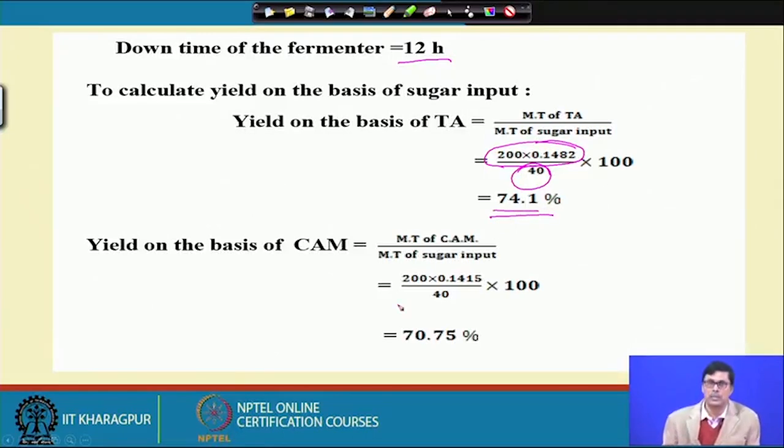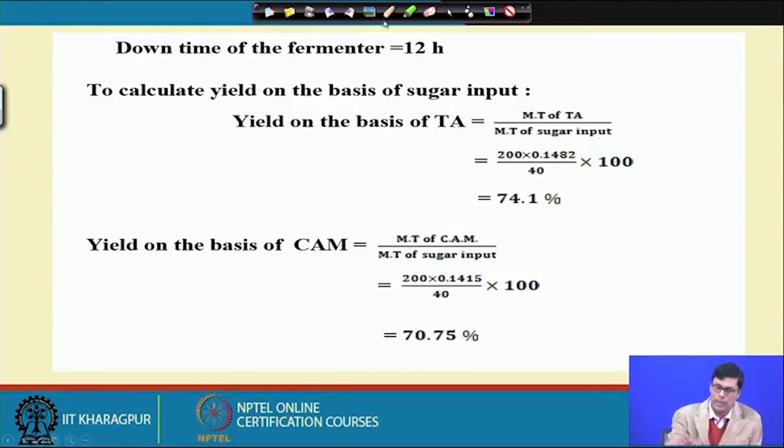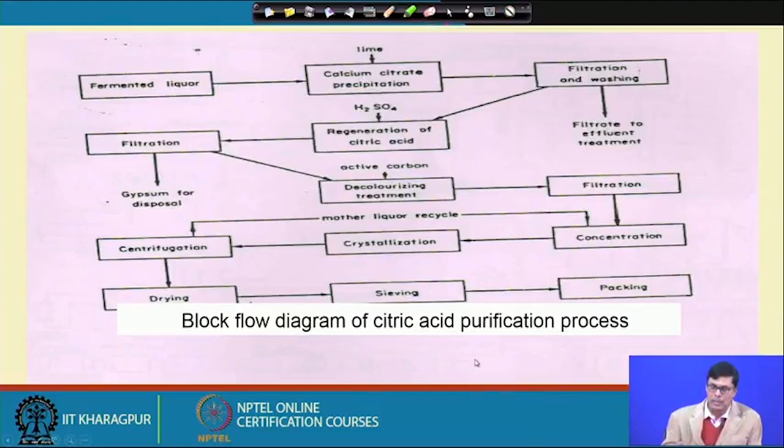The conversion efficiency plays a very important role in any kind of industry. Similarly, citric acid is available in two different forms, one is CAM, another is citric acid anhydrous. Now, if we have already seen the CAM concentration, and this is the sugar yield, we can easily find out the yield. If you compare the total acid yield and total citric acid yield, the citric acid yield will always be comparatively less. Now the question comes, how can you analyze the downstream processing.